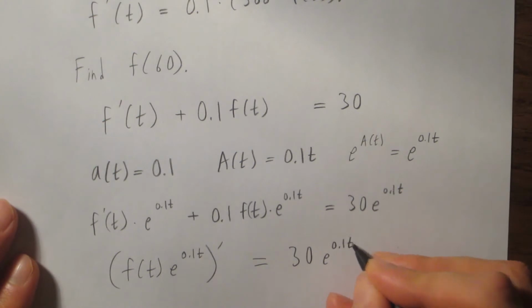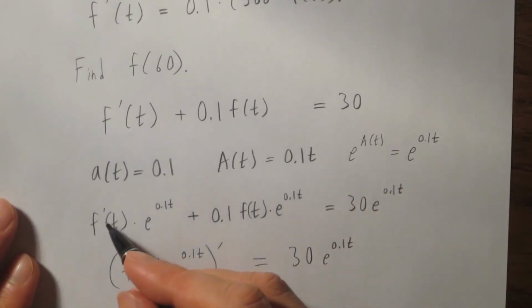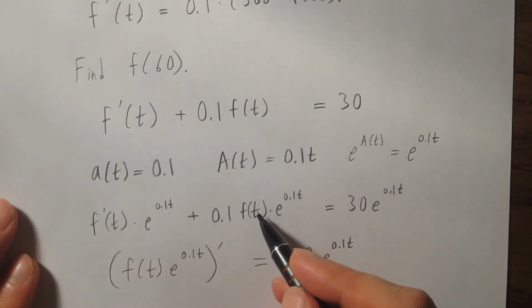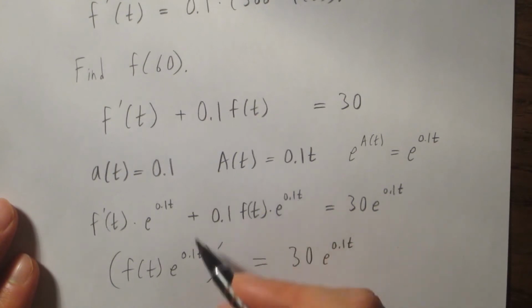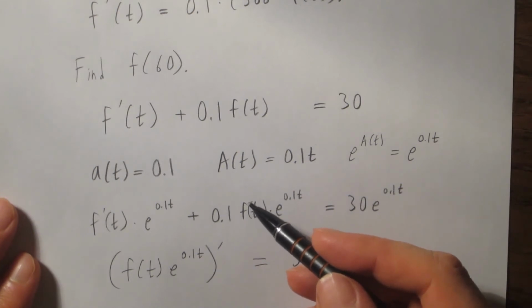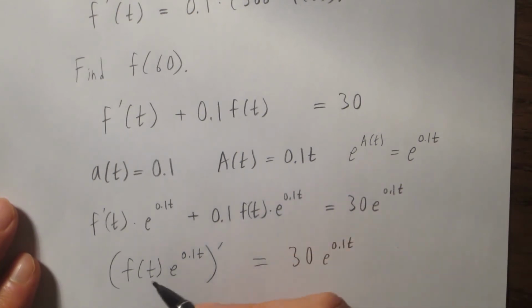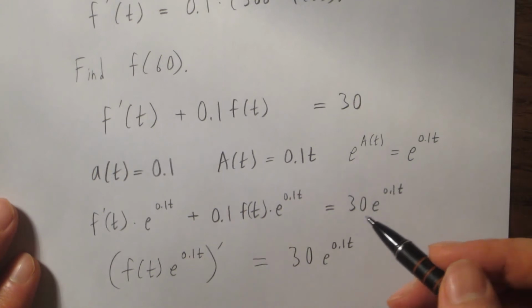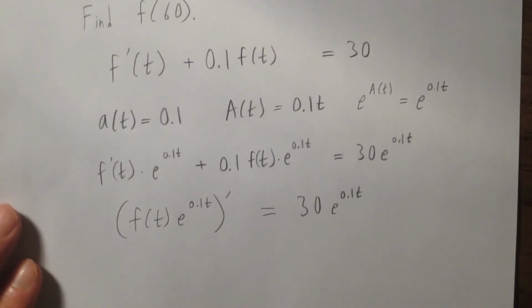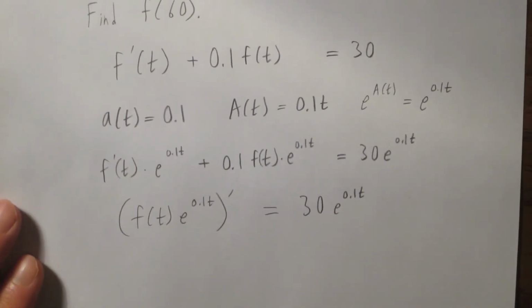Because by the product rule, the derivative of this is the third function derivative times the second function plus the third function times the second function derivative, and just use that backwards. But the recipe is always the same. You seem to always end up with a derivative of the function times the integrating factor. Now let's finish things off.